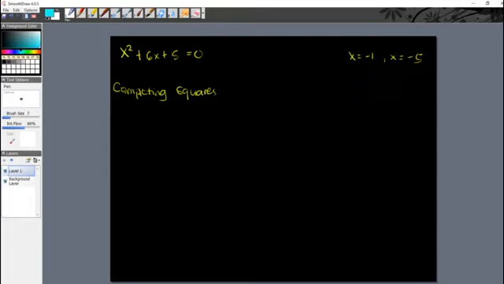We're going to transfer this constant to the other side. To do that, we subtract 5 on both sides. So x squared plus 6x plus 5 minus 5 equals 0 minus 5. Simplifying both sides, we have x squared plus 6x equals -5. All right, so how do we complete the square? We're going to add a third term on the left side.